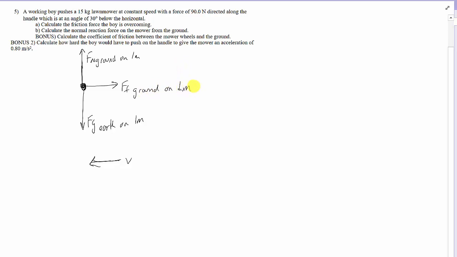And finally there's the pushing force, and it says it's making a 30-degree angle below the horizontal. So if this was the lawnmower, and here's the person, they're pushing down on the lawnmower in that direction. We draw all our arrows on force diagrams pointing away. So that's the force push from a hand, and that's 30 degrees. So that's the starting force diagram.